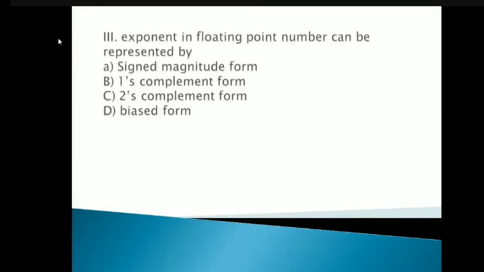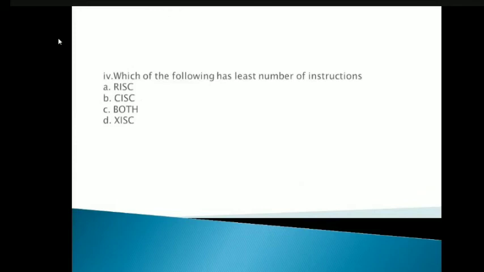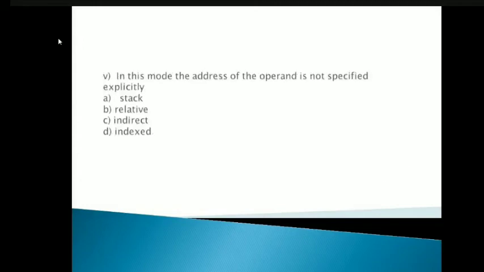Exponent in floating point number can be represented in sign magnitude, 1's complement, 2's complement, bias form. Exponent is represented in sign magnitude form. Which of the following has the least number of instructions? Definitely RISC. Reduced instruction set computer.